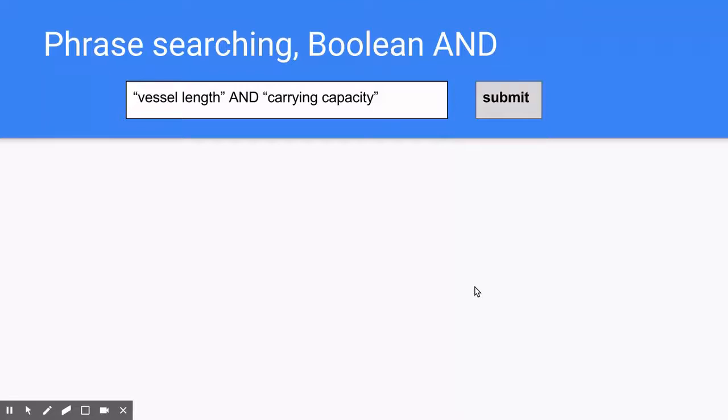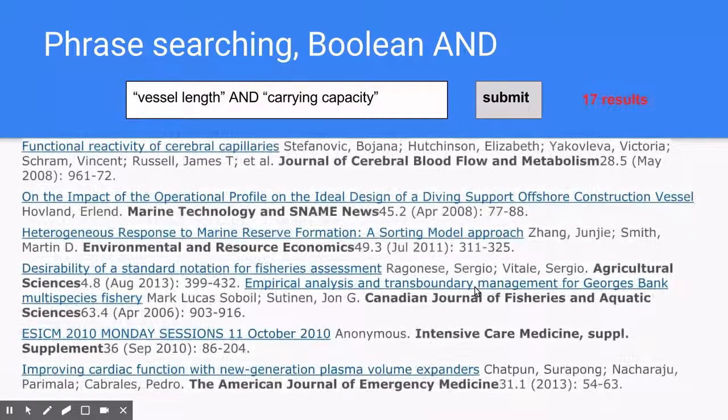But in most databases that the library has, if you put words within quotes, the database will search them exactly as a string, so that vessel length and carrying capacity, as you see in these examples, will have to be found exactly right next to each other, not just anywhere in the document. And of course, they have to be ANDed together. So we tried that, and it did narrow things down. But as you see, it narrowed it down considerably, way too much, and only the second one looks any bit relevant. So we're really doing poorly in terms of relevance and comprehensiveness.